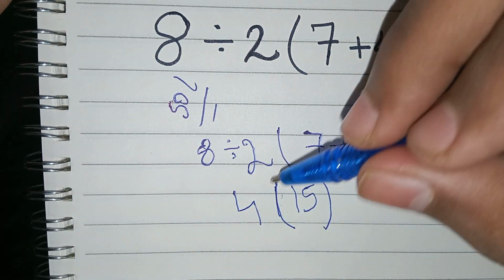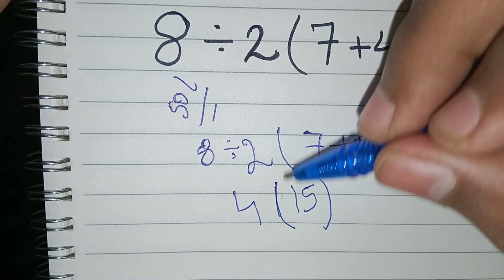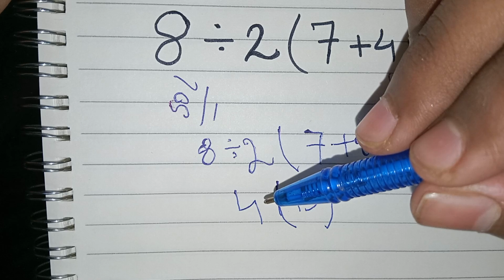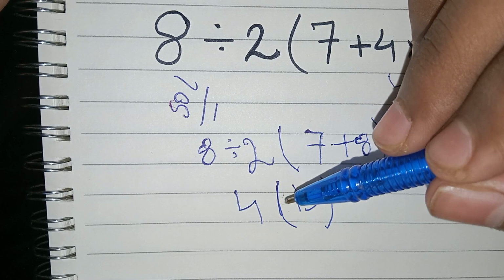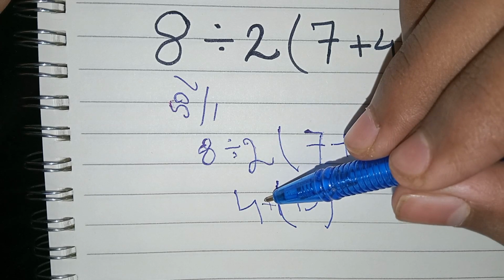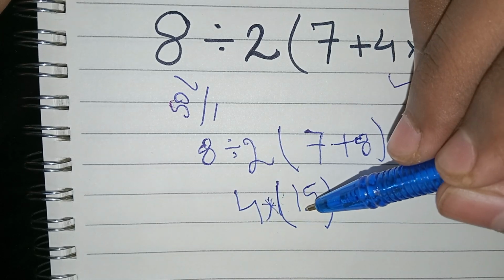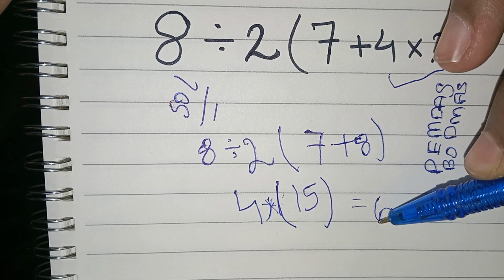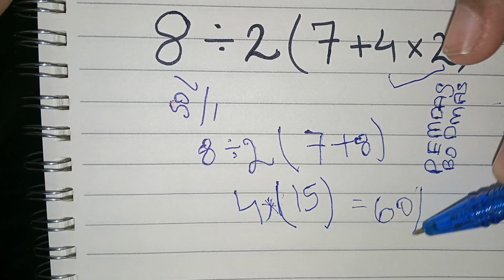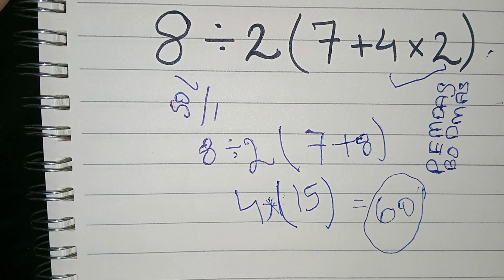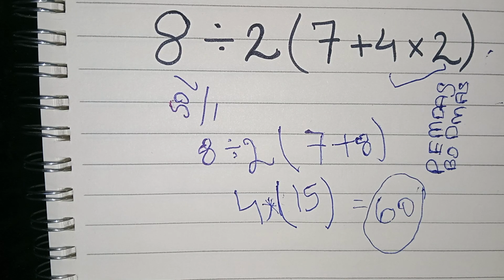So 15 and 4: if there is no sign between the two numbers 15 and 4, you can understand in your head that they are being multiplied by each other. So 15 times 4 will give you the answer 60. The final answer is 60. This is how it is solved. So the correct method to solve these types of questions is this method.